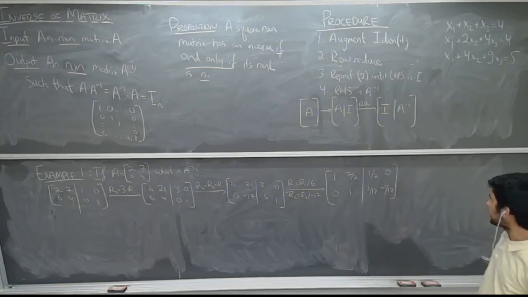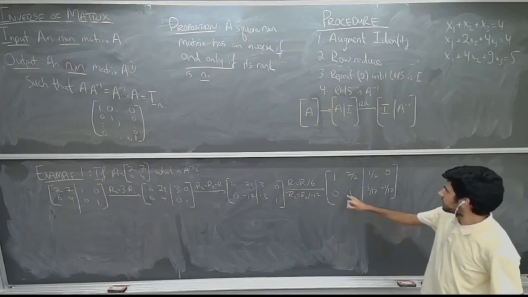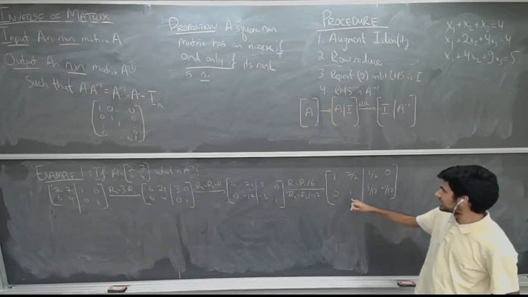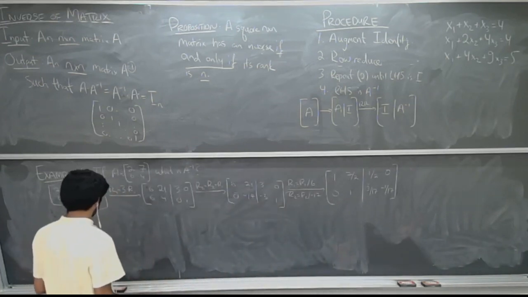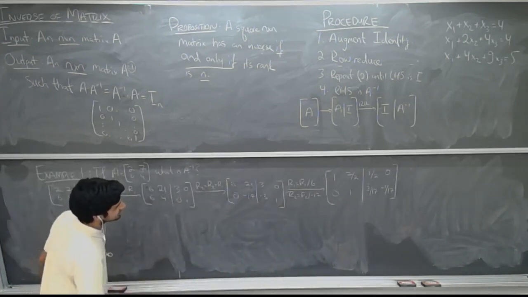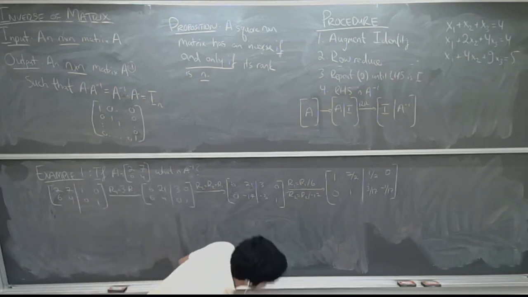And now we're almost there. We just have to do row 1 minus 7 halves of row 2. Oh gosh, I can't even lift the thingy here. I have to squat down. Will it pick up on camera? Yeah, I think it will.